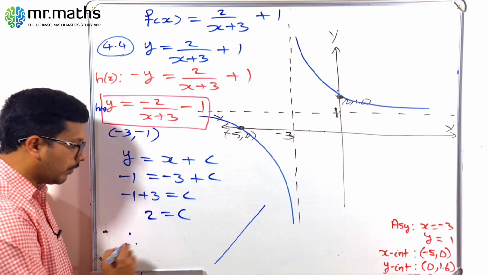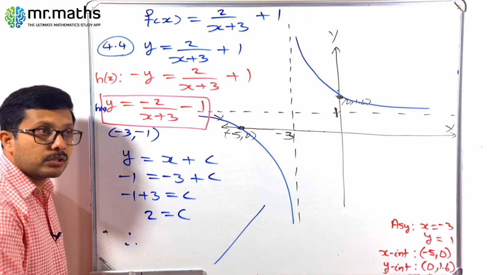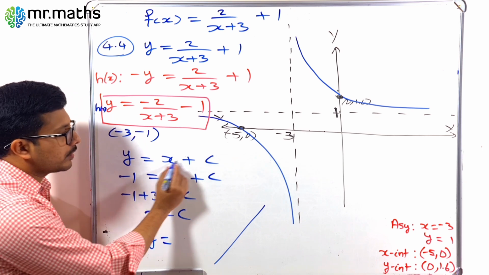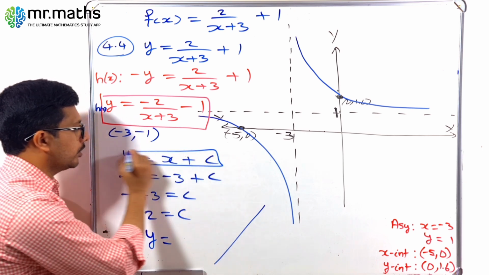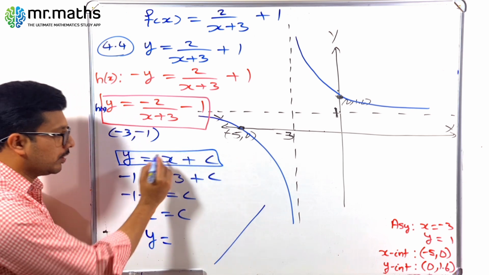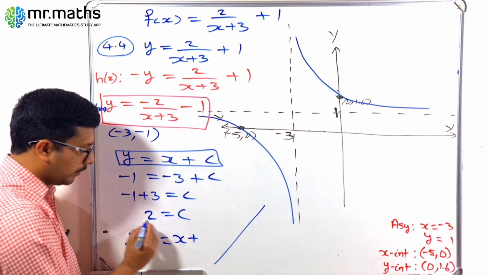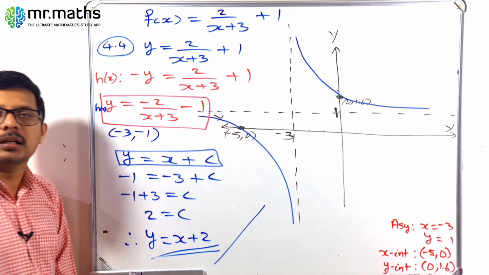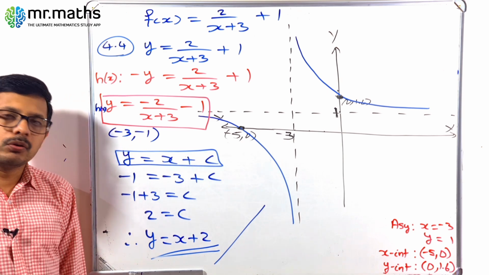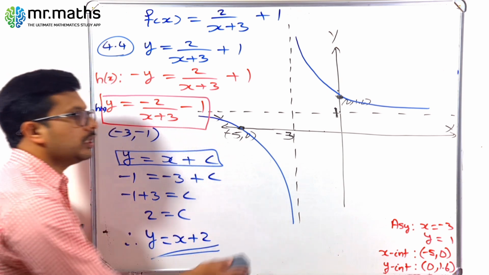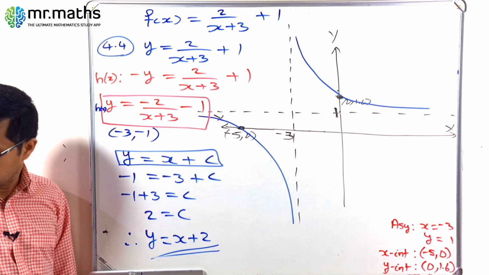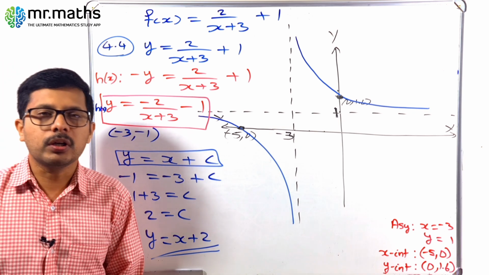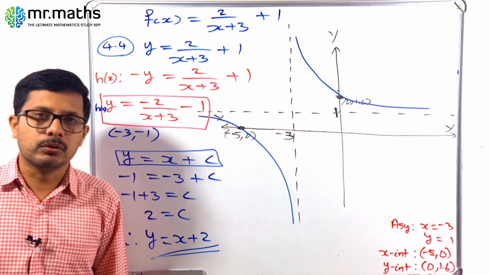So therefore, what is the equation of the axis of symmetry having positive gradient? Y is equal to x plus c. This is the general equation. So y is equal to x plus c. What is c value? We got 2. So y is equal to x plus 2, and that is the equation of the line of symmetry having positive gradient. Okay, that is question number 4.4. Now let's move to next question, question number 5.